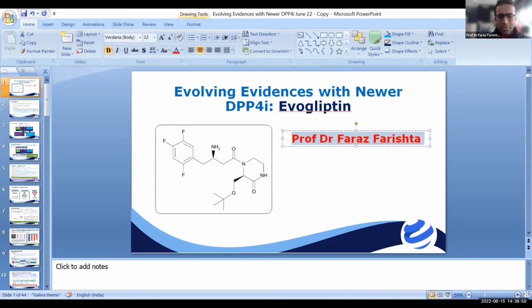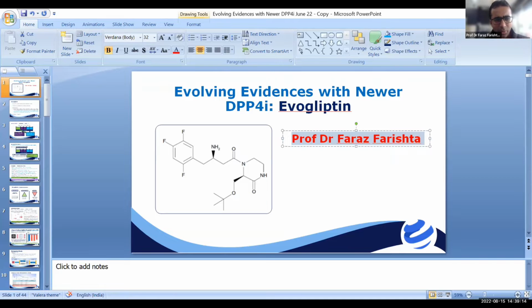So today I am going to talk around, I would say not the new kid on the block, but a special DPP4 inhibitor, that is Evogliptin. So it is a selective, potent, and reversible inhibitor of DPP4. We'll just see how it differs when it comes to the other molecules.